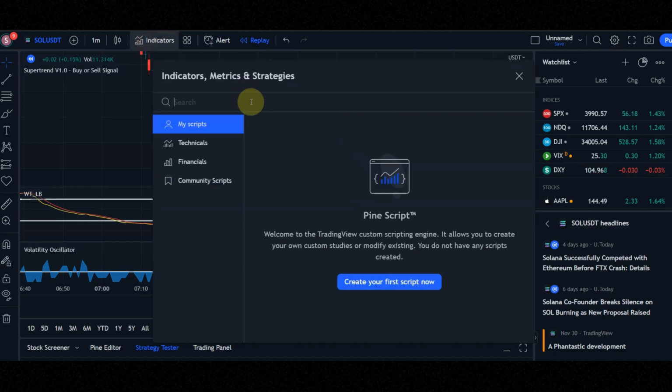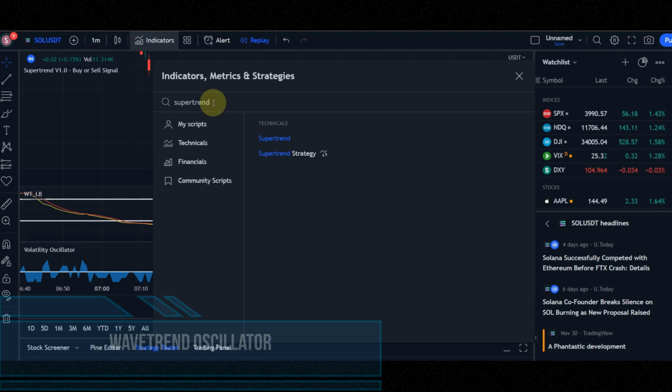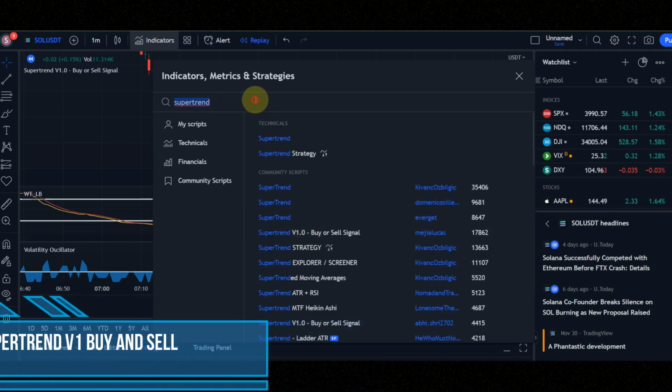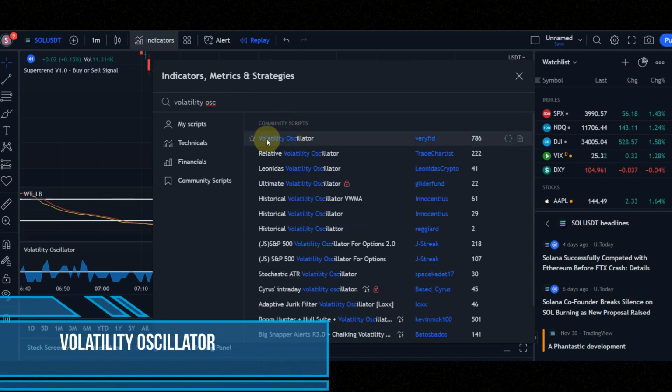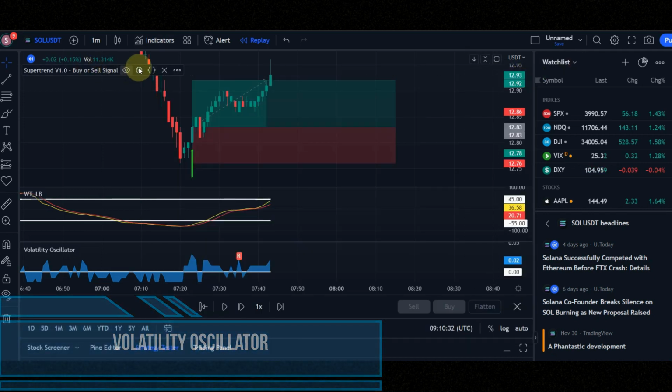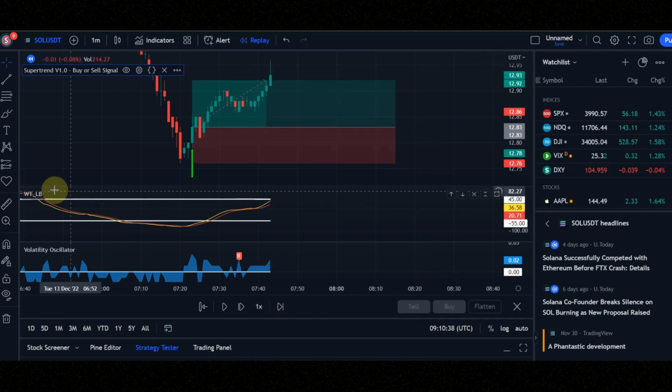Let's configure the indicators. Indicator number 1 is wave trend oscillator. Indicator number 2 is super trend V1 buy and sell. Indicator number 3 is volatility oscillator. Set the indicators setting like in the video to get best result. Do not use this strategy in range market, guys.